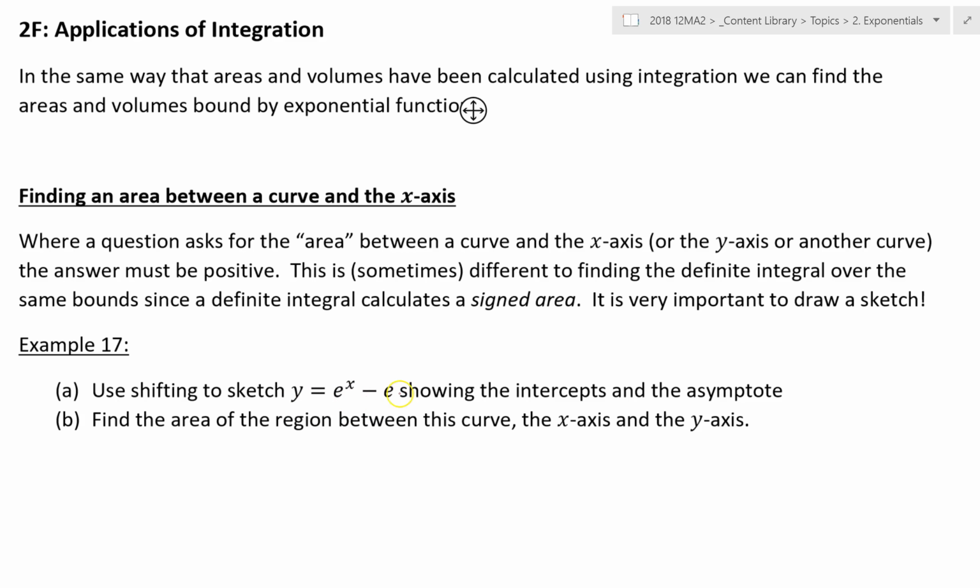Okay, so what I want to look at is I have this function here. It's like the exponential with a little bit of a shift. We need to sketch that, we need to work out what's going on. And we're going to do that because we want to work out an area, and that doesn't really work unless we've got a bit of a sketch. It's always sensible to do that.